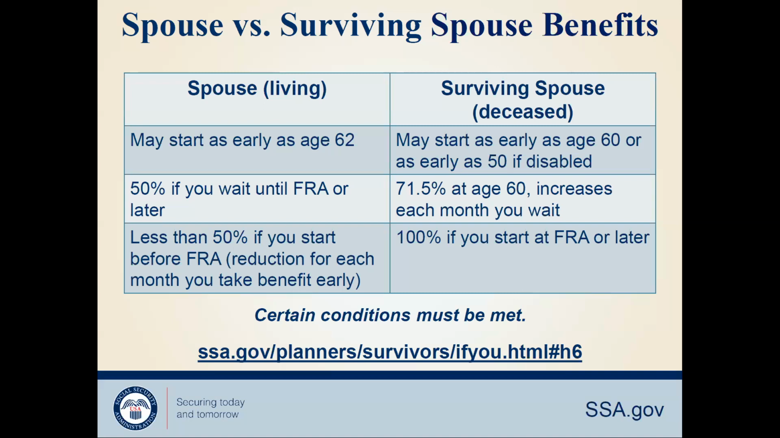If a spouse is caring for a worker's child who is under the age of 16 or disabled and receiving child's benefits, the spouse could qualify regardless of age. When a spouse is under full retirement age and no longer has a child of the worker who is under the age of 16 or disabled in their care, the spouse's benefits will stop unless they choose to receive reduced spouse's benefits. Next slide.